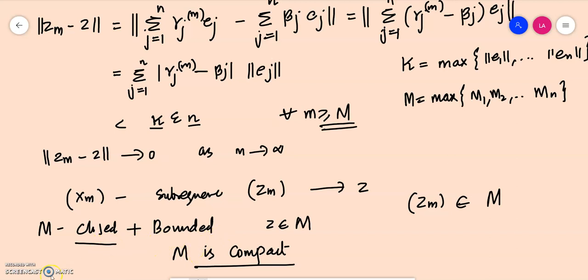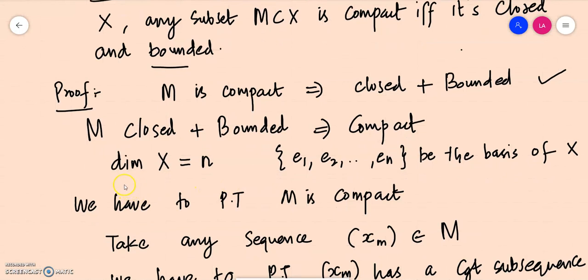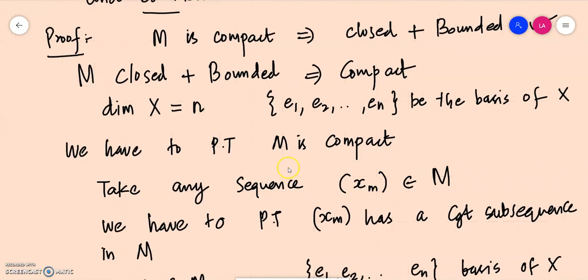So I will sum up the whole thing. We have the theorem that in a finite dimensional normed space, a subset is compact if and only if it is closed and bounded. We have the first part, if M is compact, then it is closed and bounded, which we have already established. Now we have to establish that M closed and bounded implies M is compact. Given that our space is finite dimensional, the dimension of X is taken as n. So we have a basis e1, e2, etc., en here. Now, in order to prove that M is compact, we have to take any arbitrary sequence and prove that it has a convergent subsequence.